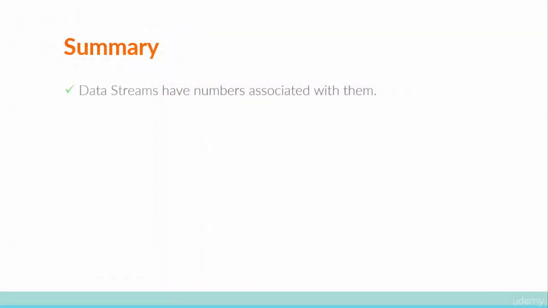In the interest of time, we're going to cut our discussion short in this video and pick it up again in the next video. But in summary, data streams have numbers associated with them. Data stream number 0 is standard input, data stream number 1 is standard output, and data stream number 2 is standard error. You can use these numbers to access the specific data streams that you want for redirection. In this video, you've seen how to redirect standard output, data stream number 1, which is probably the one that you will be using most of the time.